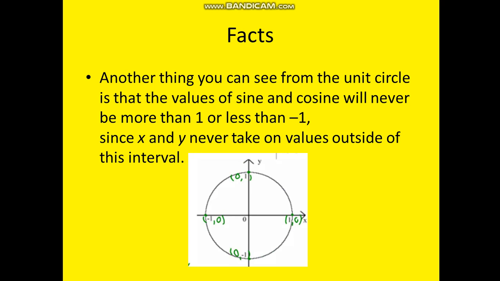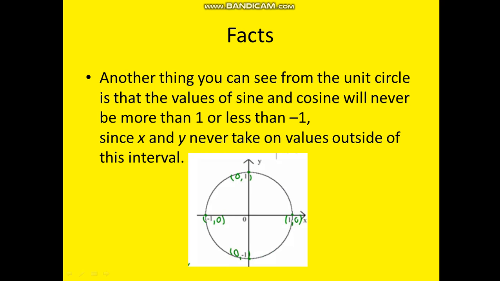Again, don't forget another fact concerning the unit circle: sine theta and cos theta will never be more than 1 or less than -1. The range of the values for every sine and cosine should be between -1 and 1. It will never go beyond that interval.